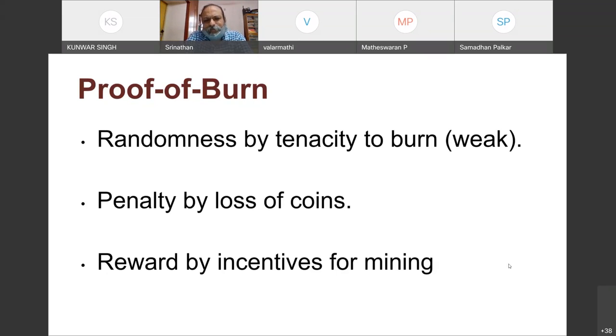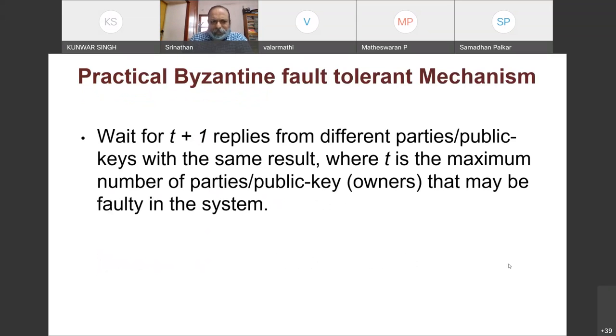So randomness is highest in proof of work, very clearly. The rest of the things are slightly more monopolies allowed. However, because of this higher penalty and more direct penalty and skin in the game, it is working. So other things are leaning more towards penalty, less towards randomness. Proof of work is a clean slate. It has an adequate amount of randomness and penalty, and reward is the same for all. So practical Byzantine fault tolerance mechanism.